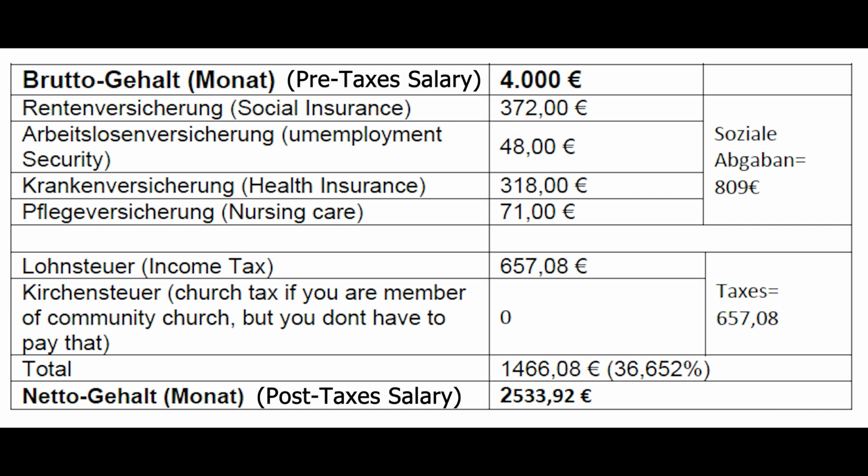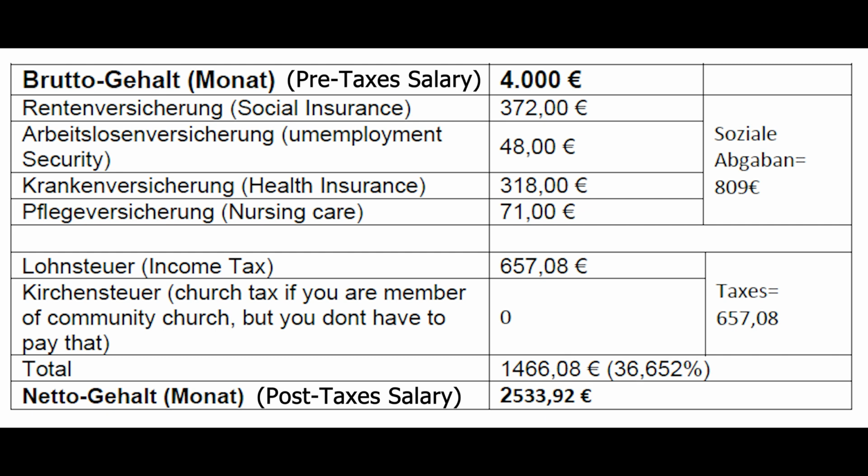The first 4 components in this table are all social contributions, which make up 20% of your salary. So like 20% of your salary goes into social contributions. And if you're earning 4,000 euros per month, these social contributions amount to 809 euros. And then there's your income tax, which is almost 16.4% if you're making 4,000 euros in tax class 1. And these 16.4% amount to 657 euros.